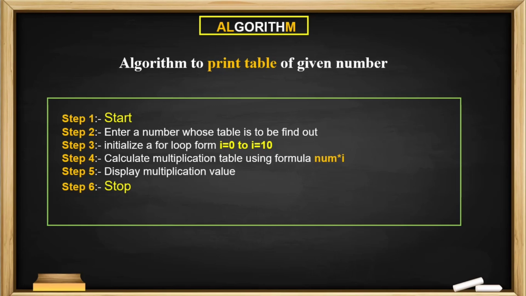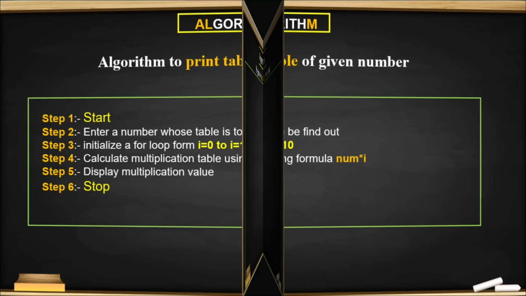In step 4, we will calculate the multiplication table using the formula num × I. In step 5, we shall display the multiplication value. Step 6 is the last step, that is stop.